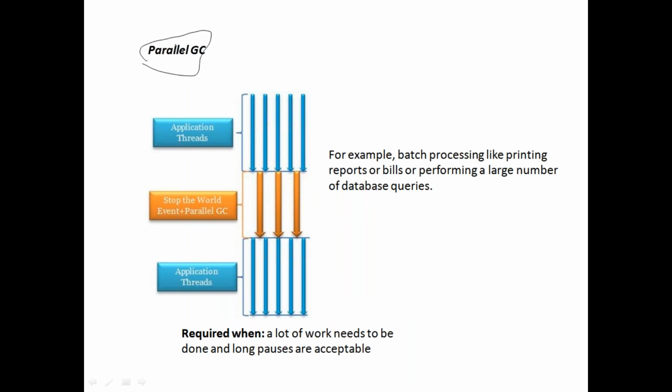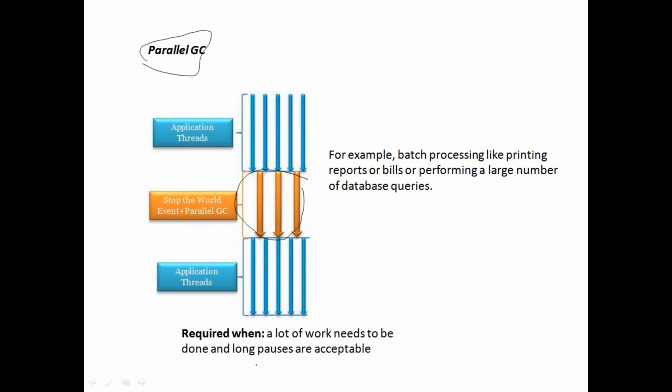Now parallel GC is recommended for applications where there is a good amount of CPU, where the processor is powerful enough. Then we will go with the parallel GC. The only difference between the serial GC and the parallel GC is that multiple threads will be created for running the garbage collector program, which means that the program will run much faster.